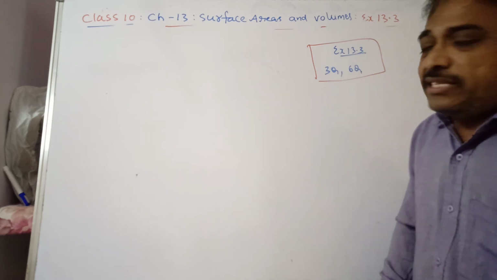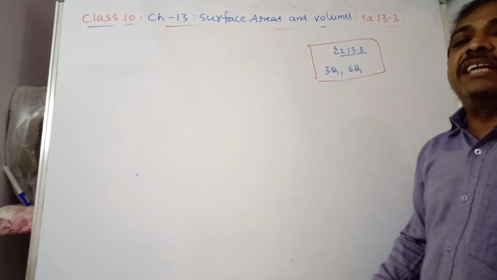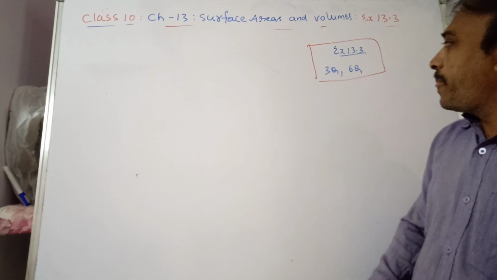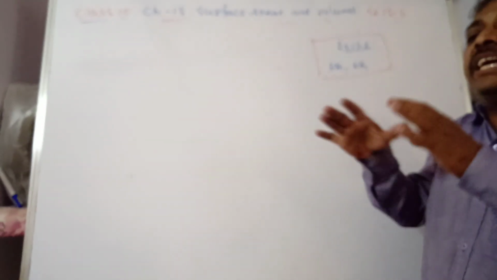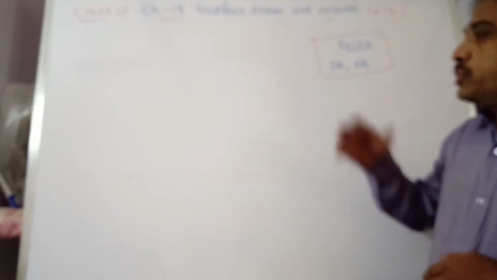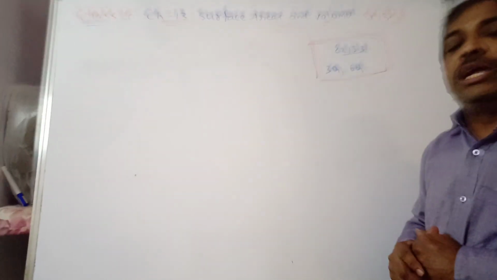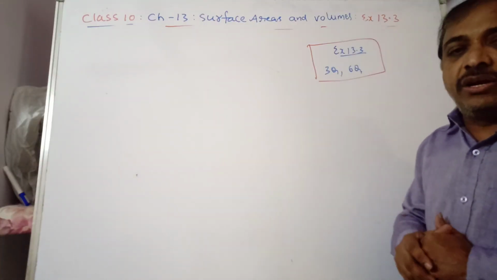Now exercise 13.3, question numbers 3 and 6, you have to finish. Question number 3 is again about the well, the earth taken out and spread evenly in a cuboidal form. So the volume of the cylindrical well is equal to the volume of the cuboid. Then you can find its height.